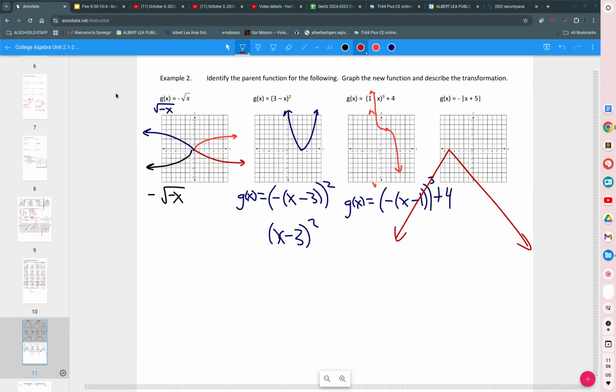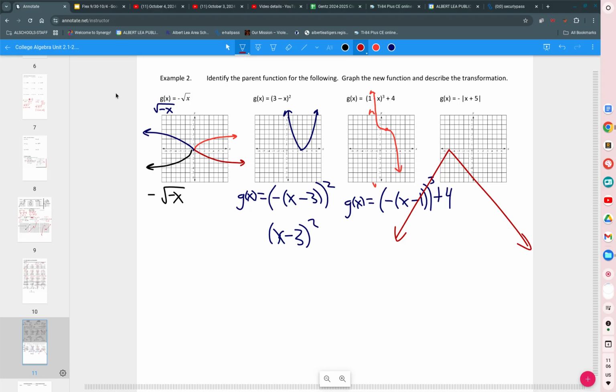Just did it up, not down. I see the x plus 5 on the inside, that tells me it's a shift to the left 5 units. I see the negative on the outside, that means it's a vertical flip, so it's upside down. There we have it. Good?